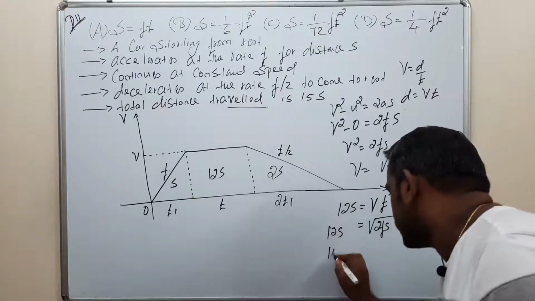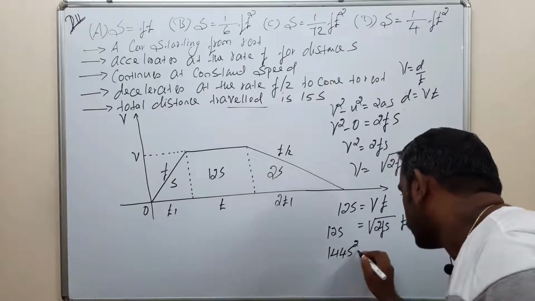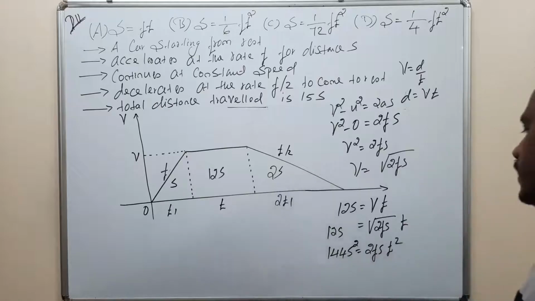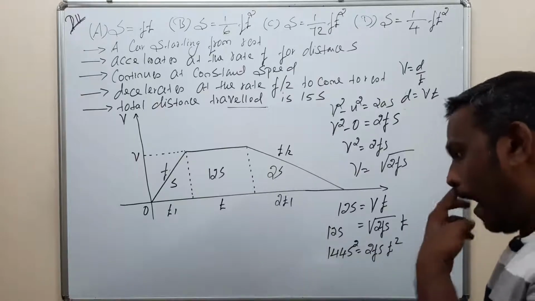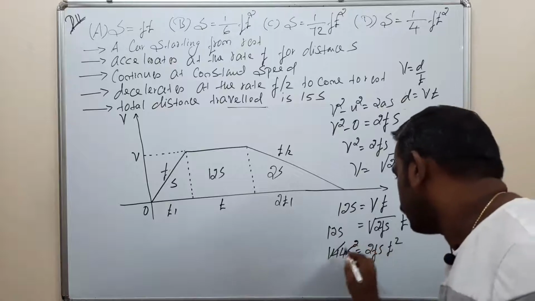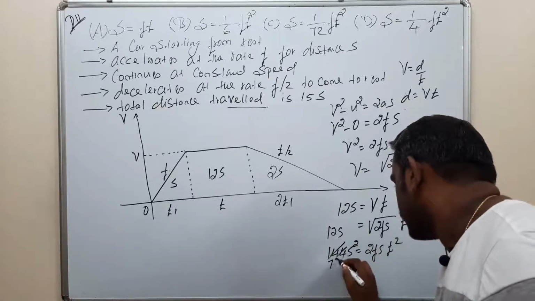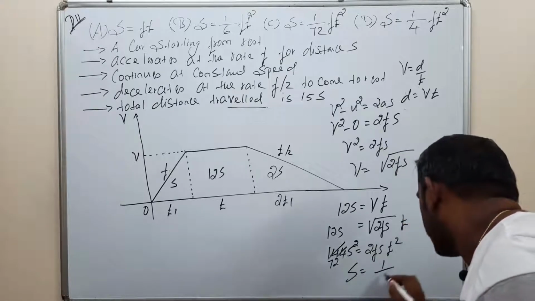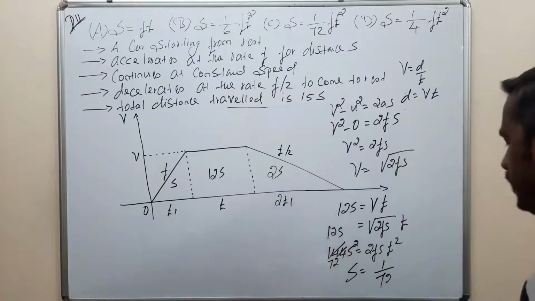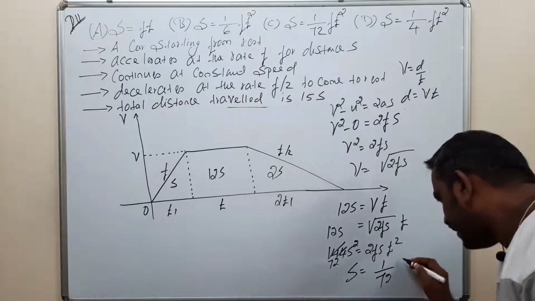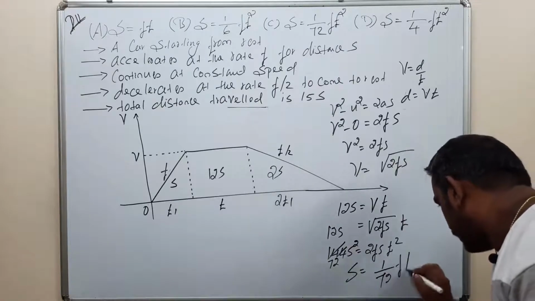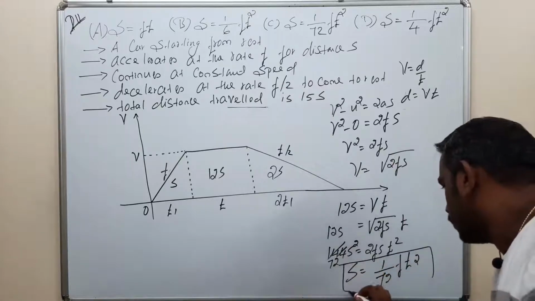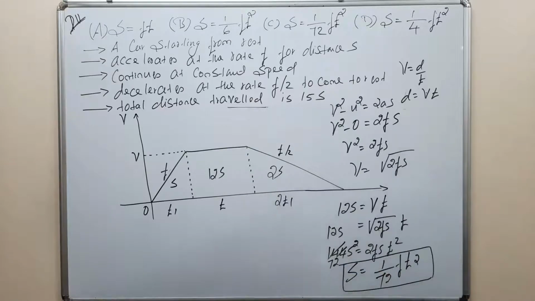Squaring on both sides, that is 144 s square is equal to 2fs t square. So s cancels, 2 and 144 cancel, that is 72. So s is equal to 1 by 72 f t square. So that is the answer. S is equal to 1 by 72 f t square.